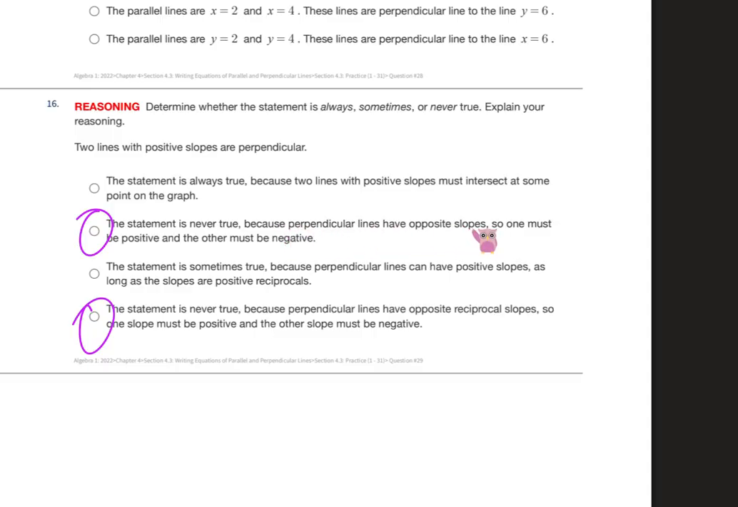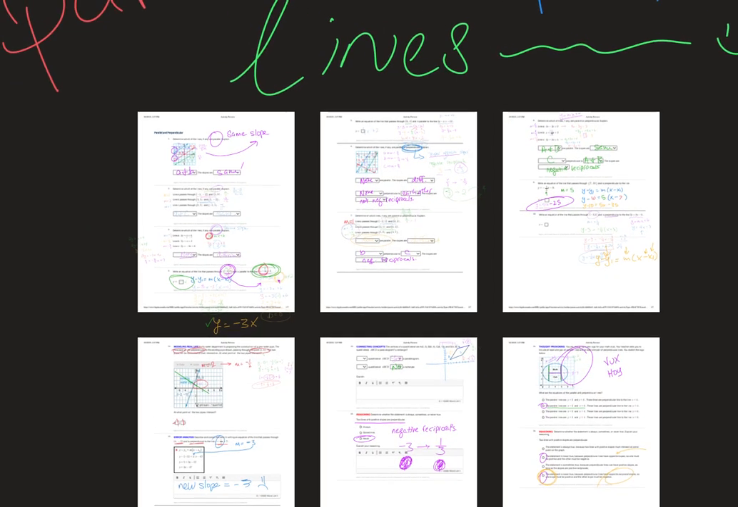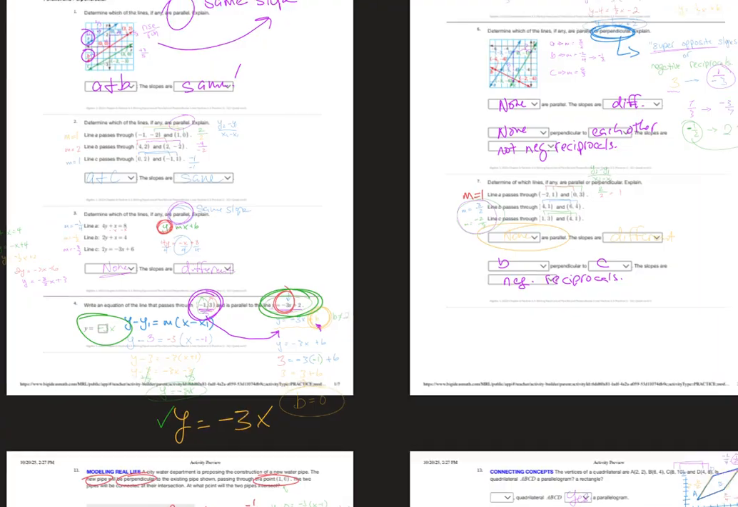Perpendicular lines have opposite slopes, so one must be positive, the other must be negative. That's not bad, because perpendicular lines have opposite reciprocal slopes, so one slope must be positive. Ooh, this one is the better answer. Okay, it's this one. And if you're like, wait, why? Because this one just says, hey, they need to be opposite, but it doesn't mean that they're super opposite, which is what I said way earlier.